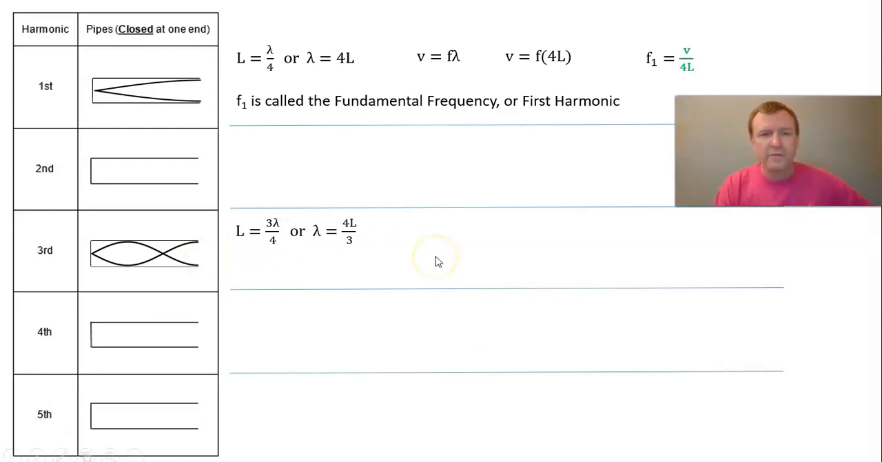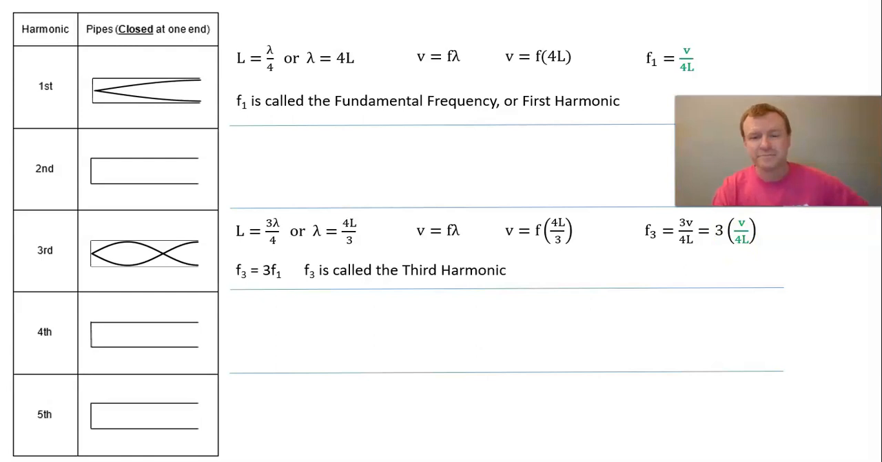So we're going to go to the wave equation again, V equals F lambda, and plug in 4L over 3 for the wavelength. And then we're going to solve this for frequency, and we get 3V over 4L, which is 3 times V over 4L. V over 4L is our first harmonic, so 3 times that must be the third harmonic then. Okay, so that's why I skipped that second one there.